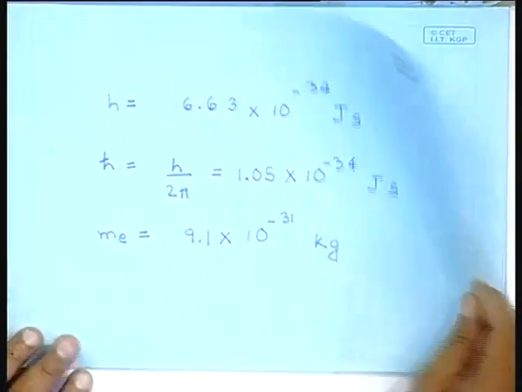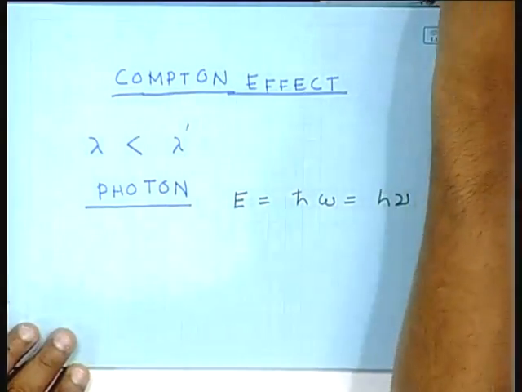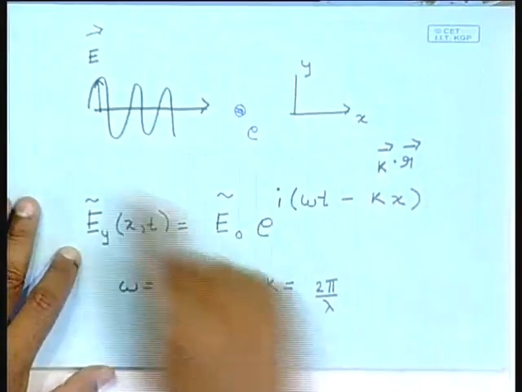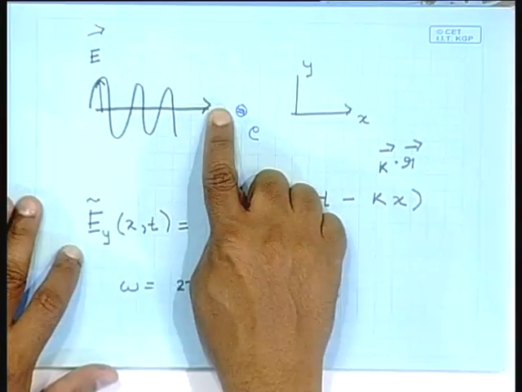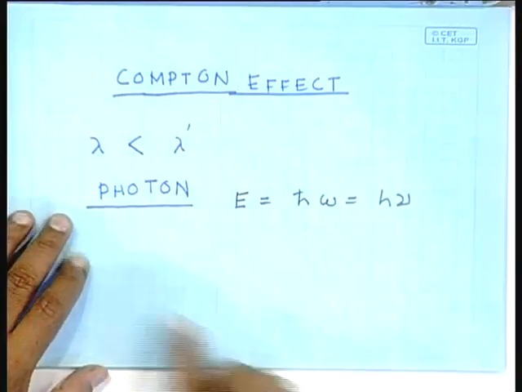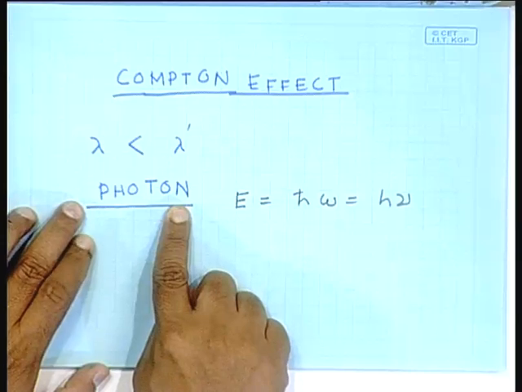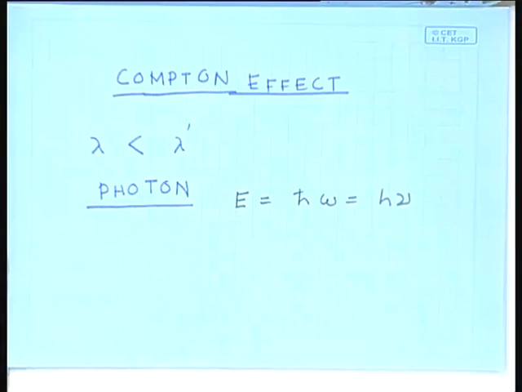So, what you have to postulate to explain the photoelectric effect is that the energy of the electromagnetic radiation does not arrive continuously, but it arrives in packets called photons, and each photon has an energy which is proportional to the frequency. Now, with the same postulate, you can explain the Compton effect.